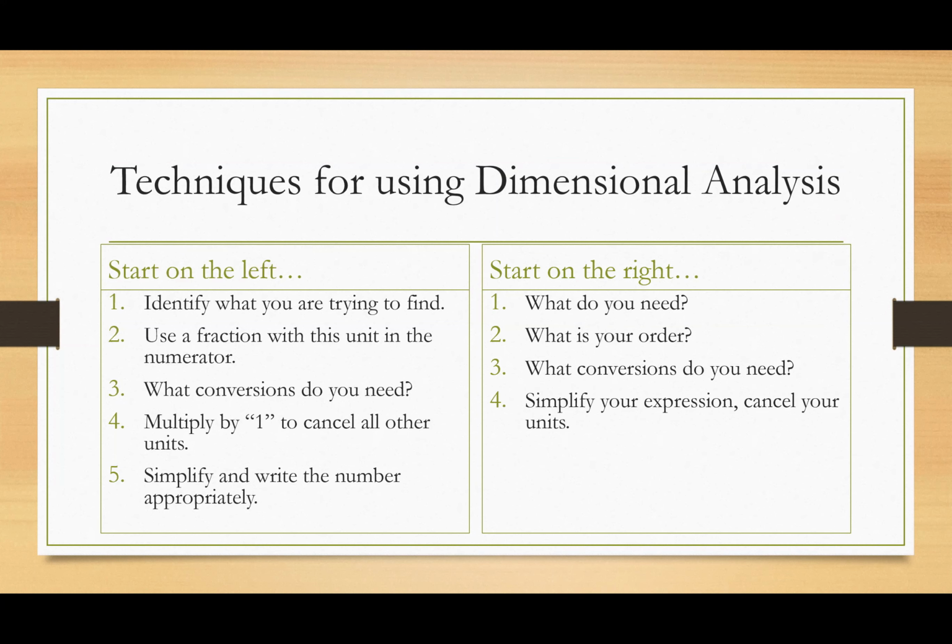Simplify your expression. And so you're going to set up your fractions so that all of your units cancel except for what you're trying to find. And remember, that's what we started with by asking, what do I need? And then write the number appropriately. For nursing professionals, you need to make sure that you always use a leading 0 and never a trailing 0. We'll discuss this more specifically in a moment.